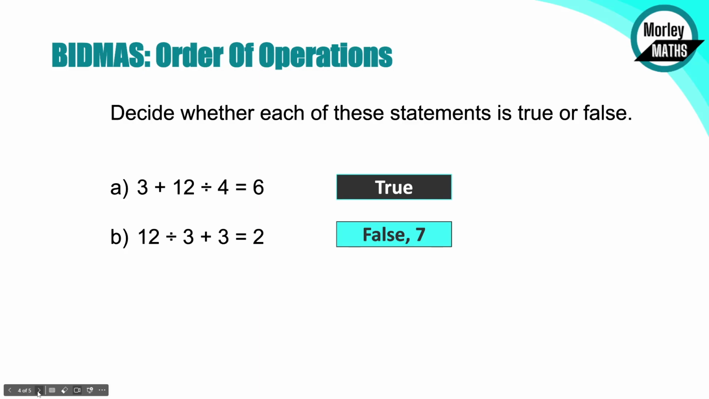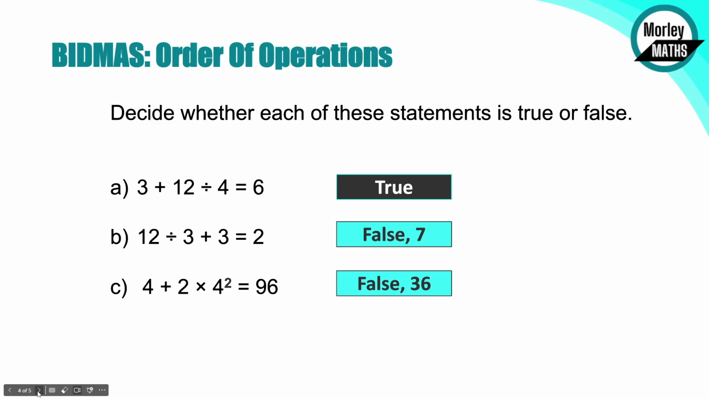Okay, now we've got one more to do. Maybe it's a little bit trickier than the other ones because we do have an indices in there. So 4 plus 2 times 4 squared is 96. True or false? Okay, that one is false as well. So the answer to that one should be 36. So 4 times 4 for 4 squared.